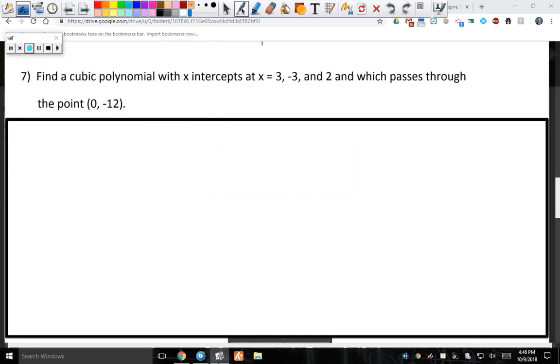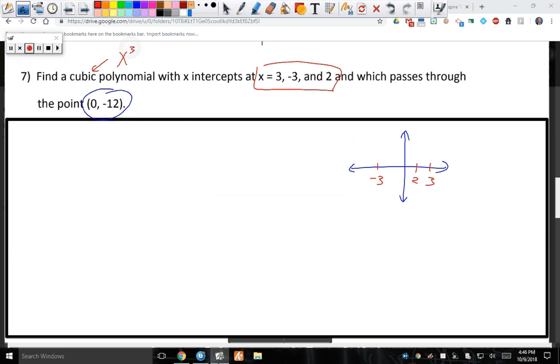Okay, so number 7 is saying find a cubic polynomial with these following x-intercepts which passes through this point. If they're the x-intercepts, just visually real quick so we can see what we're doing, we have one at x is equal to 3, one at x is equal to negative 3, and one at x is equal to 2. So those are x-intercepts, and it wants a cubic polynomial.